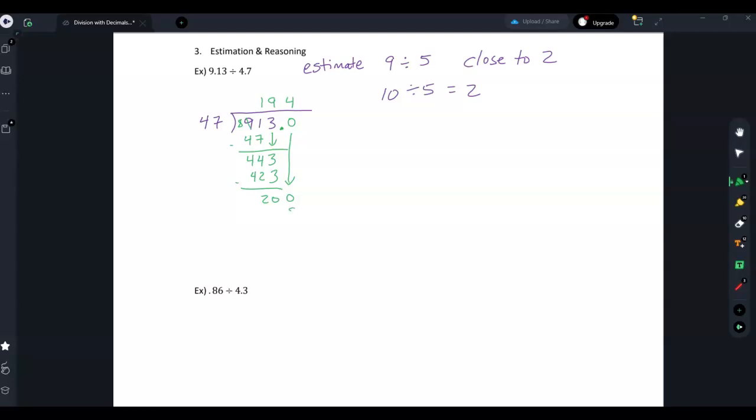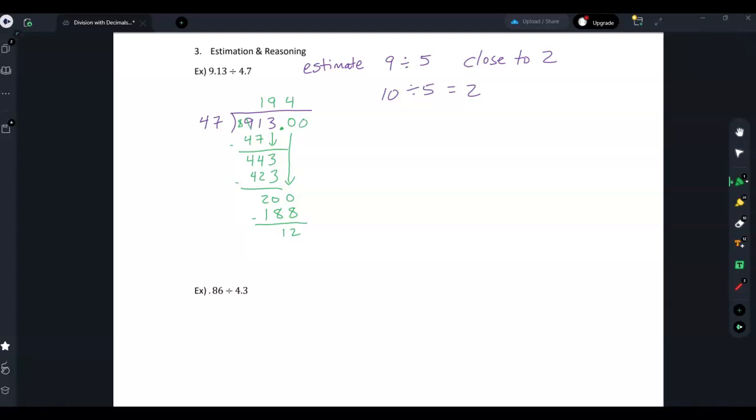So let's see, 4 times 7 is 28. 4 times 4 is 16, plus 2 is 18. That looks good because 188 is not bigger than 200. Let's subtract and make sure that what I get isn't bigger than 47. So if I subtract here, I get 12. So that looks like a good choice. Let me erase my regrouping from earlier.